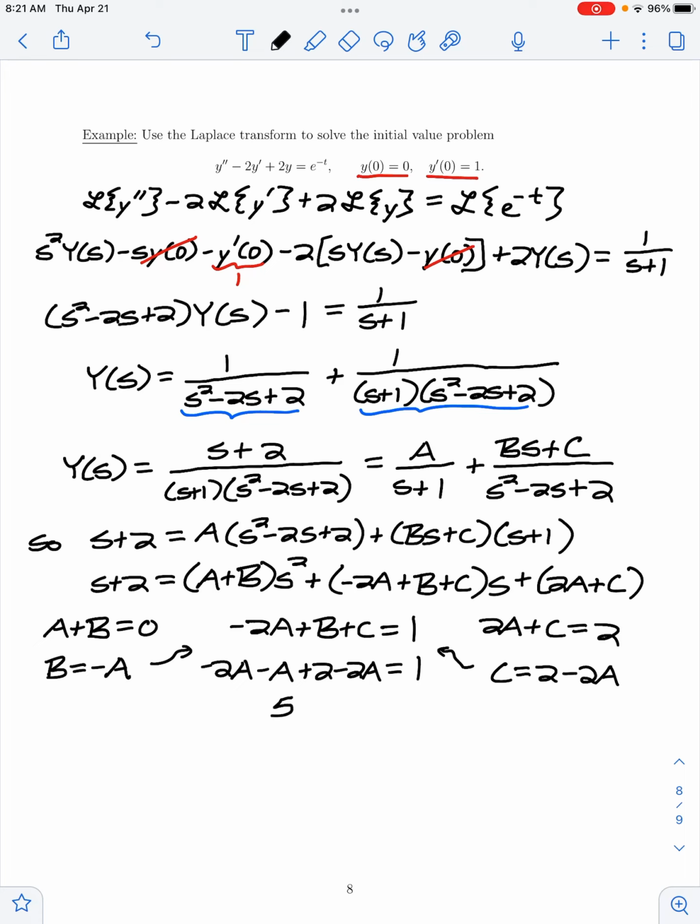So it follows then that 5a is equal to 1, and therefore a is 1/5. So it then follows that b is negative 1/5, and c is 2 minus 2 times a. So that would be 2 minus 2/5, which leaves me with 8/5.